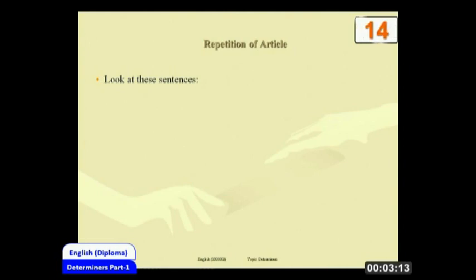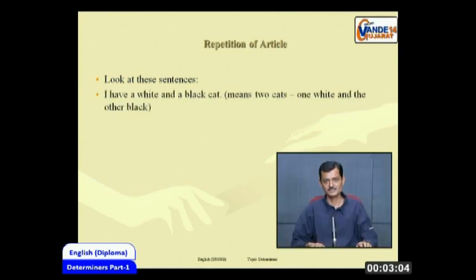Let us also learn, friends, when should we repeat the article, or what do we mean when we repeat the article? To understand this particular thing, look at the example given below. I have a white and a black cat. Here I have repeated the article a before white and before black. So when I repeat article a, what do I mean? I mean that there are two cats, one white and one black.